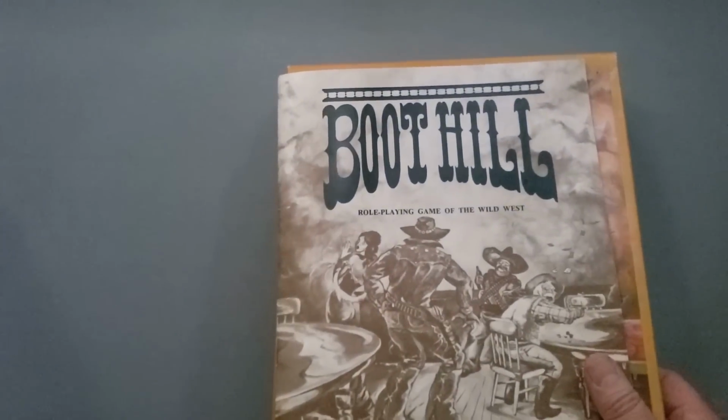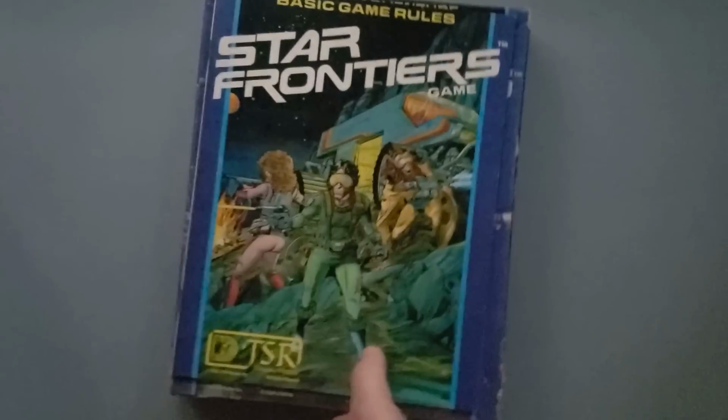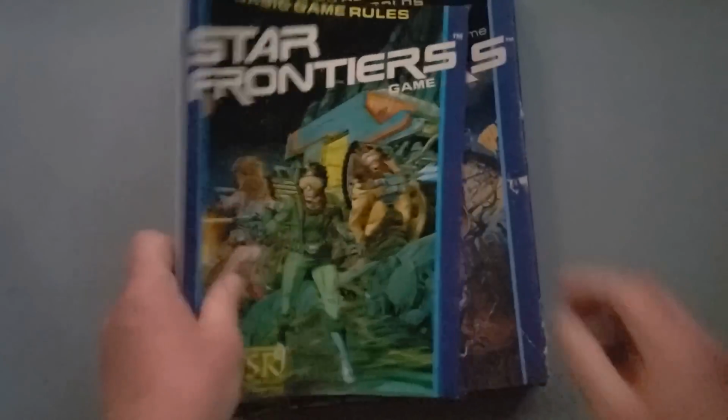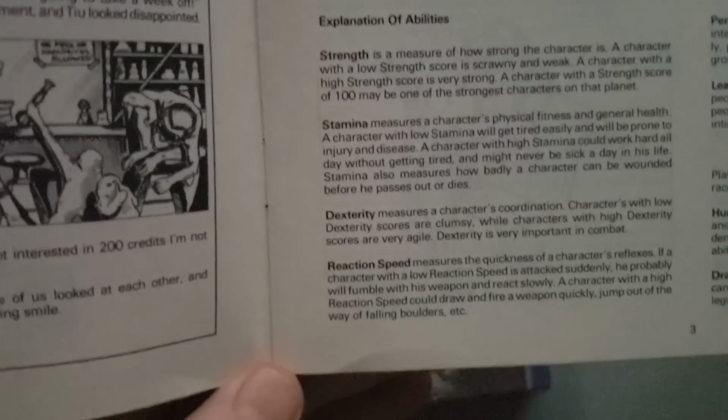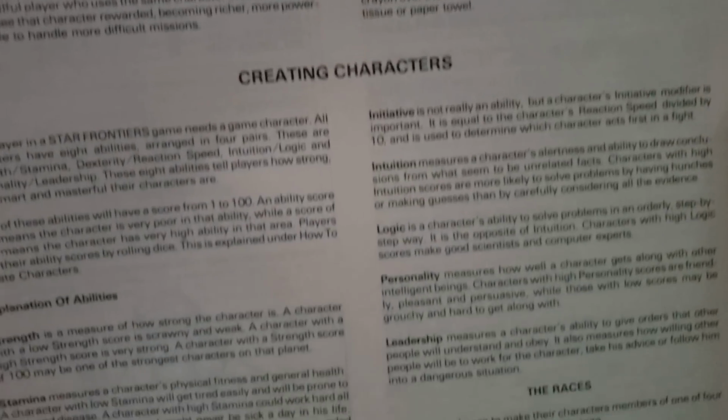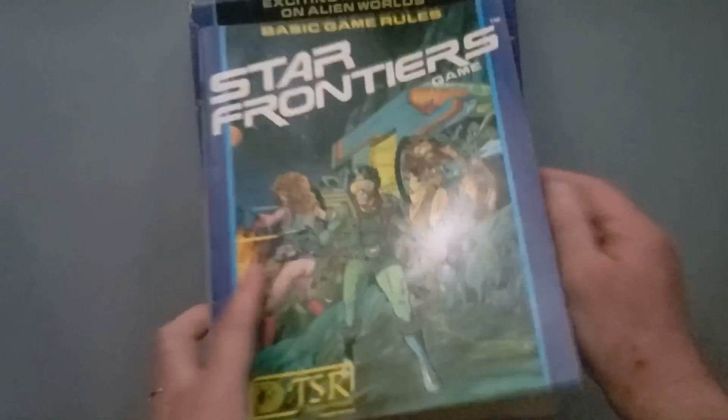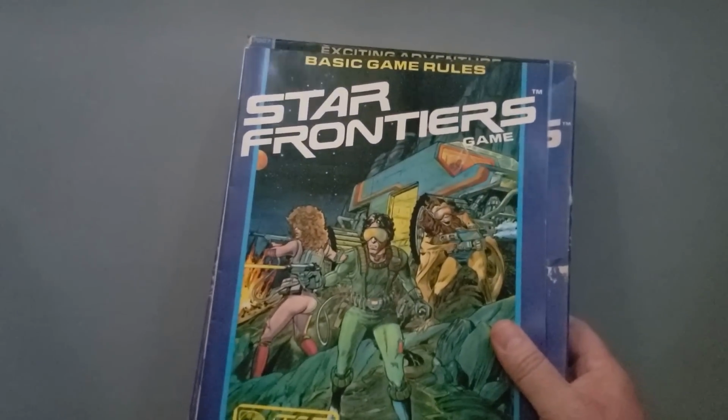So some other games that we have here, just to show that example some more, you have Star Frontiers, also by TSR. This is released later. Okay, but the ability scores here: strength, stamina, dexterity, reaction speed. You have initiative, intuition, logic, personality, and leadership. Completely different list of skills.